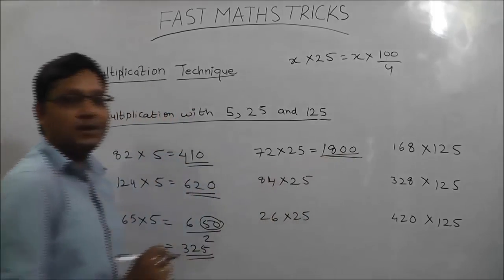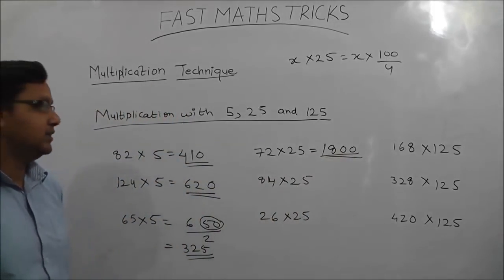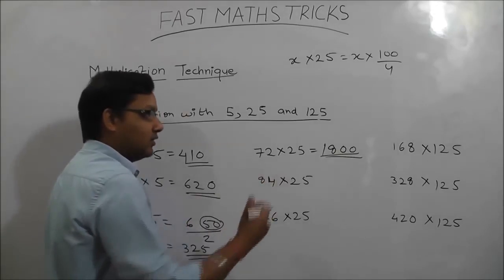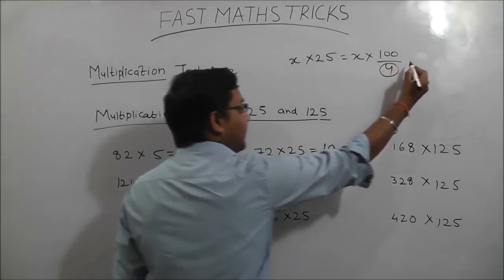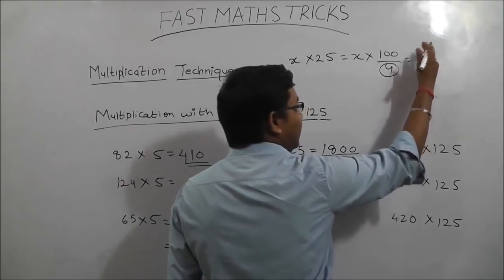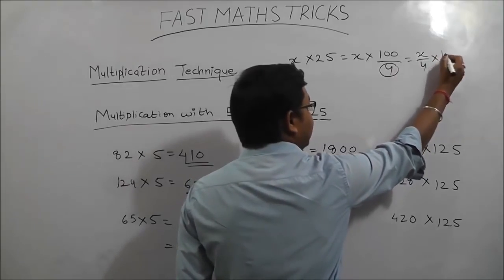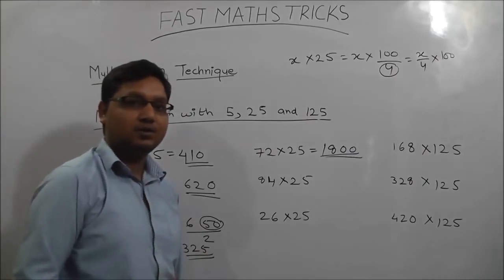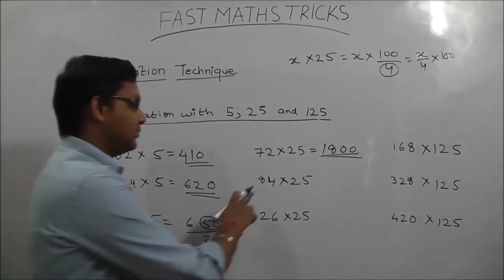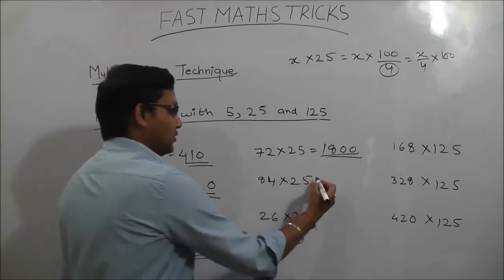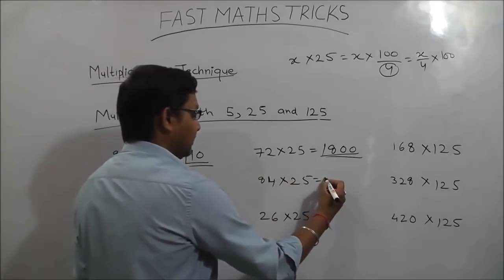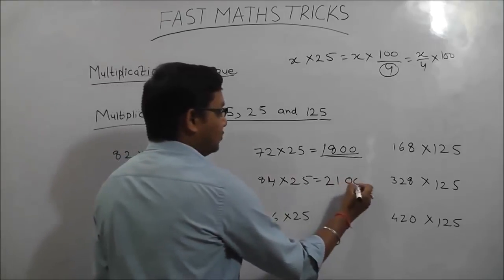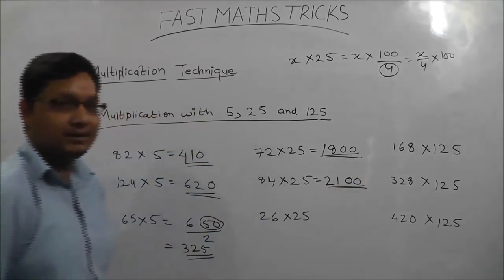So in a simple way, we can write the answer in one step. Okay, so let's multiply 84 by 25. So let's first divide by 4 and then put 2 zeros. Okay, so multiplying with 100 is putting 2 zeros. So let's first divide it by 4. So dividing it by 4, how much will you get? 21. And then put 2 zeros. So in this way we can divide.